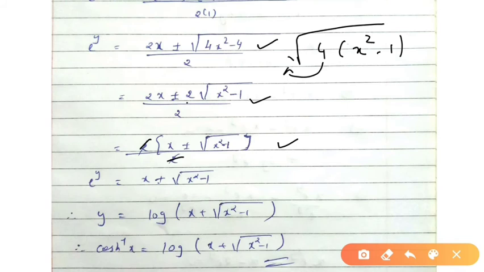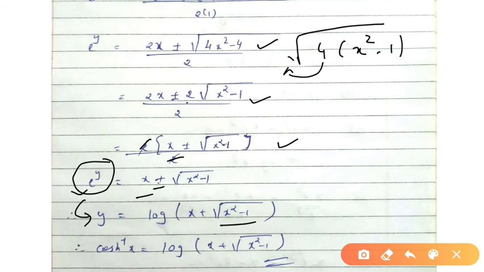This 2 will get cancelled, so I get e raised to y equal to x plus or minus under root of x square minus 1. Here I will just take only positive sign, because in my proof I need only positive sign. So e raised to y equal to x plus under root of x square minus 1. Now see, to remove the exponential term I have to take logarithm. So when I take logarithm, this will be equal to only y, and here this will be converted to logarithm of x plus under root of x square minus 1.